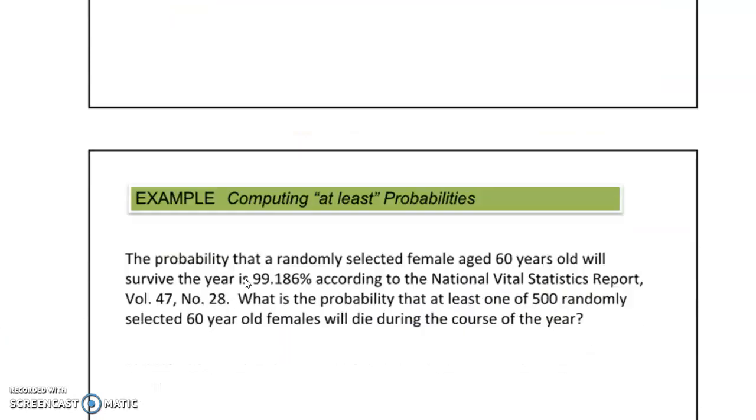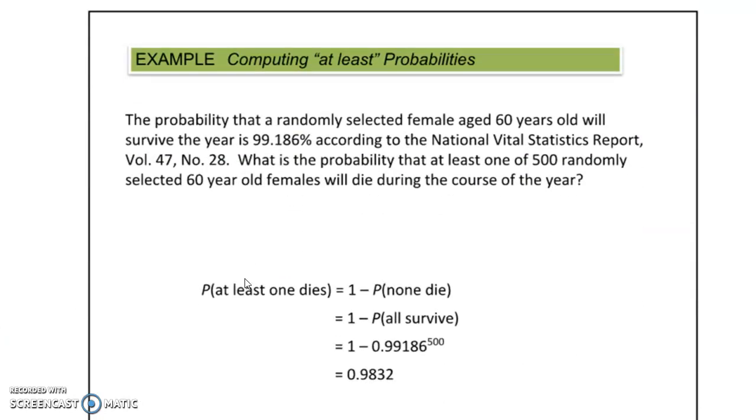All right, at least probabilities. It's a trick of language, especially a trick of English, to talk about at least or at most. It's a little difficult for students to parse sometimes, but at least or at most have very specific meanings in math. The probability that a randomly selected female survives is the same statistic as before. What's the probability that at least one of 500 randomly selected 60-year-old females will die during the course of the year? Well, at least one means either 1 or 2 or 3 or 4 or 5. So what we could do is take this probability and multiply it by itself. Well, I guess it would be how many times? 499 times? That seems a little silly.